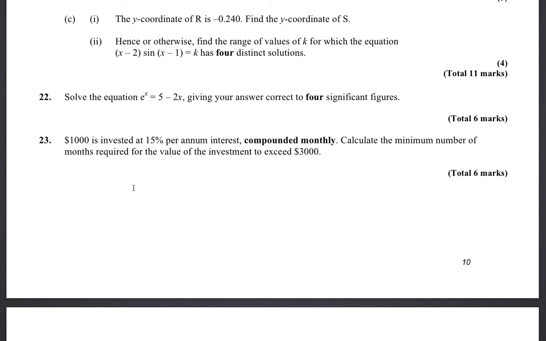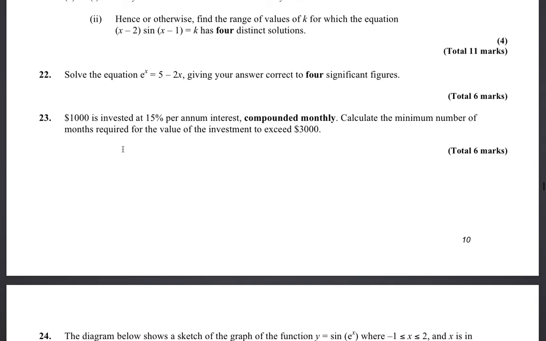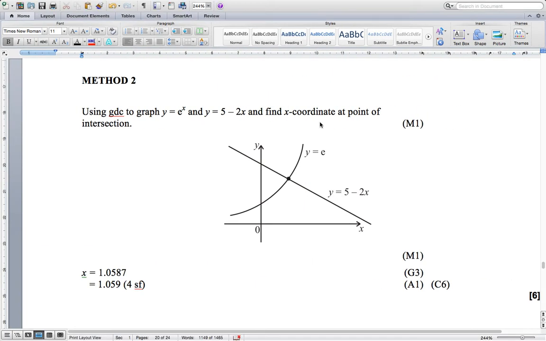Okay, so let's look at the 23rd problem. $1,000 is invested at 15% per annum interest, compounded monthly. Calculate the minimum number of months required for the value of investment to exceed $3,000. Okay, so the important thing is this is 15% per annum, but it is compounded monthly. So let us look at the expression.